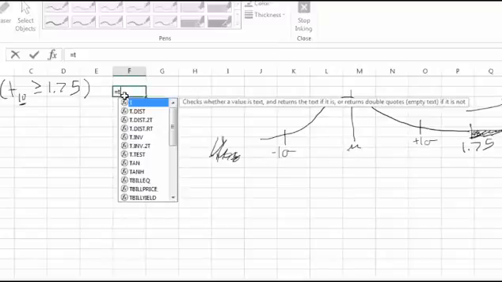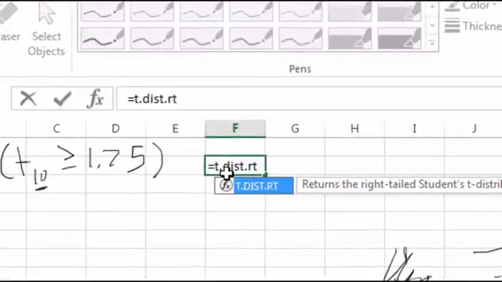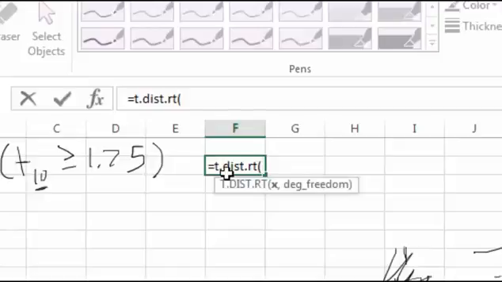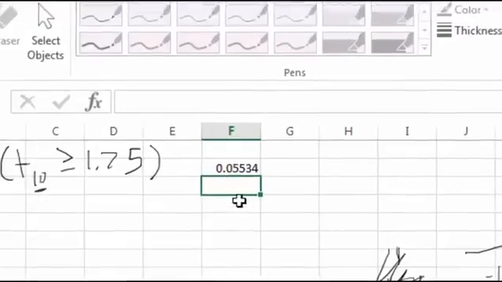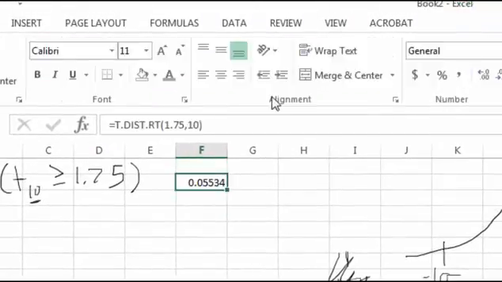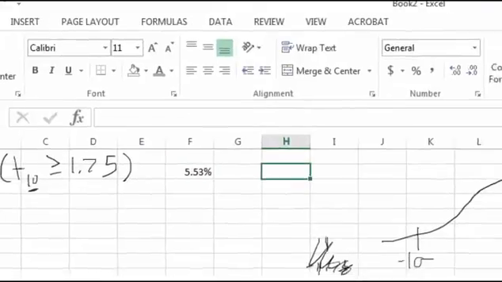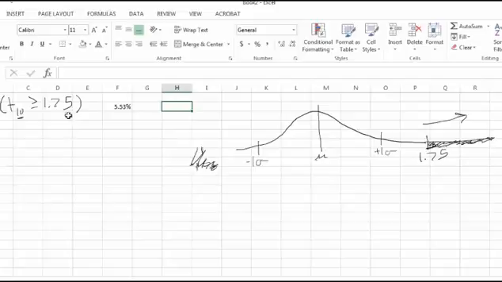In fact, let's do T.DIST.RT, and then the x, that's the value 1.75, and then the degrees of freedom, that's 10. Okay, and so what it says is 0.05, 5.5%. We can in fact display that as a percent. Okay, 5.5% of the distribution is out here to the right of 1.75 sigmas, 1.75 standard deviations from the mean in that particular t-distribution. Now, remember, every t-distribution has a slightly different shape depending on the degrees of freedom parameter.